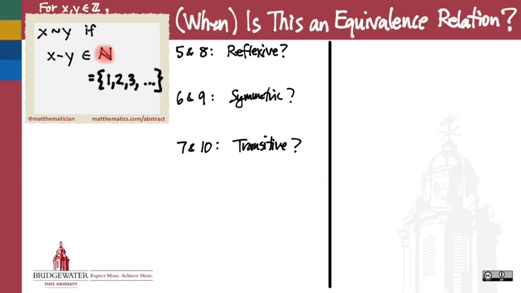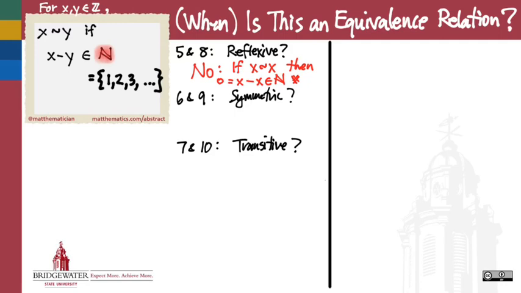Let's check in on these 3 properties when the set that I put here is the natural numbers. So is this relation, that x is related to y if the difference between x and y is a natural number, is it reflexive? No. Why not? Because x minus x will be 0, and 0 is not a natural number. Very good. Because if x were related to x, then x minus x would have to be a natural number. But x minus x is equal to 0, and 0 is not a natural number. So that's a contradiction. So this is not a reflexive relation if I put the natural numbers there.